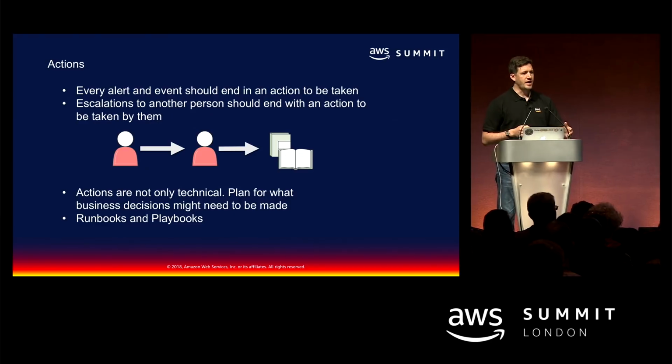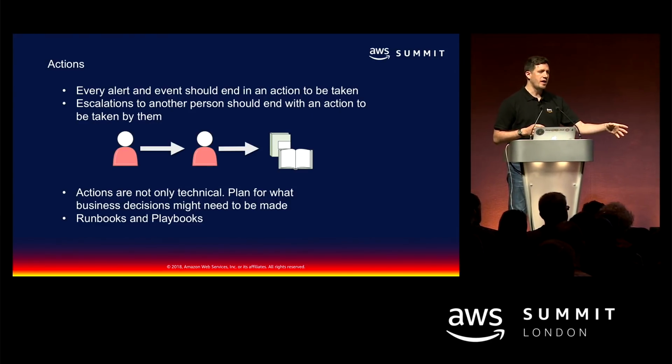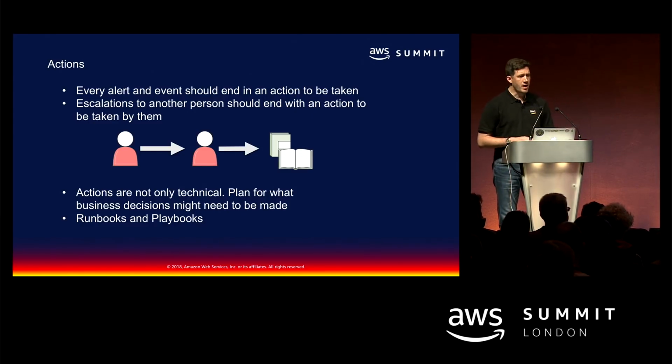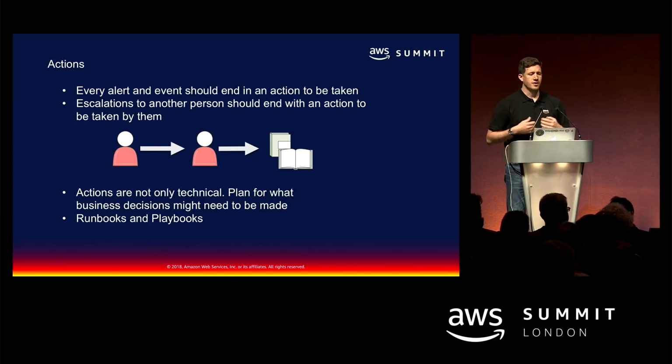If we have a notification where we have to go and tell somebody else that something's going on, then we should terminate in an action after that. Keep in mind that they're not always going to be technical. As we said, sometimes there are going to be business decisions that need to be made. Scope these into your runbooks and playbooks as well, and make sure that those teams are on board.